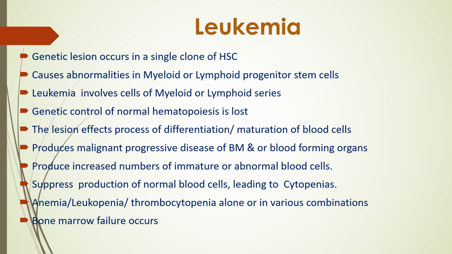Because the primary function of the bone marrow is to produce normal cells in adequate quantities and number, due to the infiltration of the bone marrow by these abnormal cells and the production of abnormal cells, the bone marrow fails to produce normal number of normal blood cells. So bone marrow failure occurs.